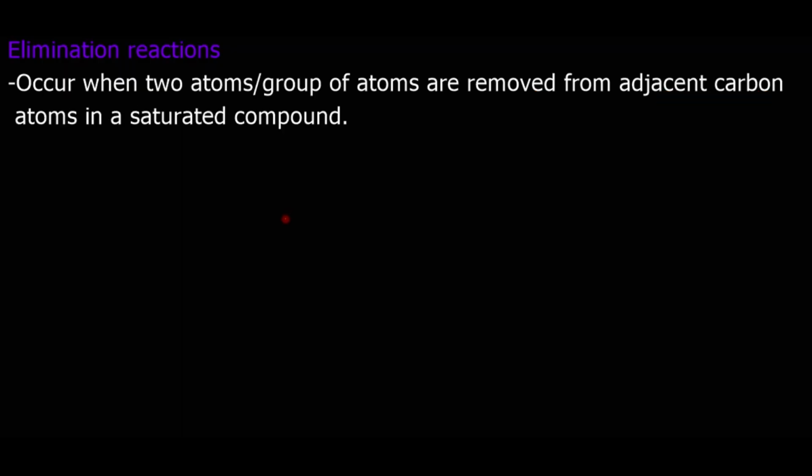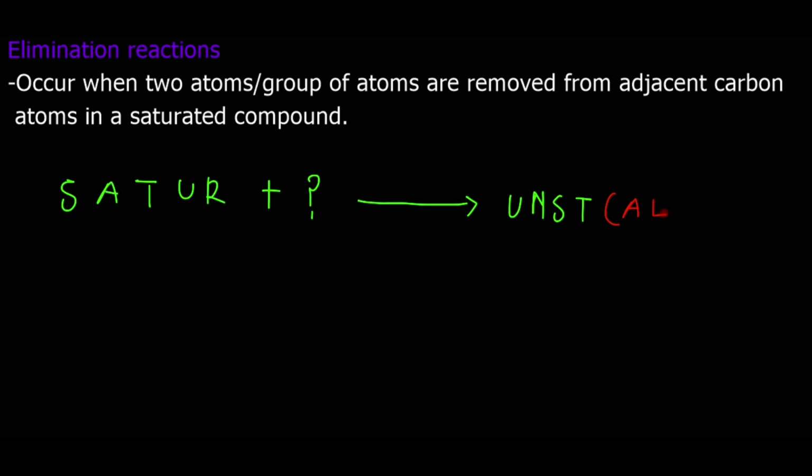The key thing about the elimination reaction is that we react a saturated compound with something, and whatever product we get will be unsaturated. Specifically, this unsaturated compound will be the alkene. So every time when you go to your reaction, if you have a saturated reactant and the product is an alkene, this means you are dealing with the elimination reaction.